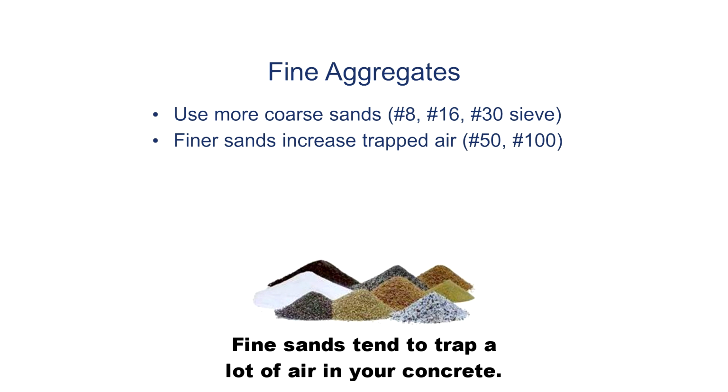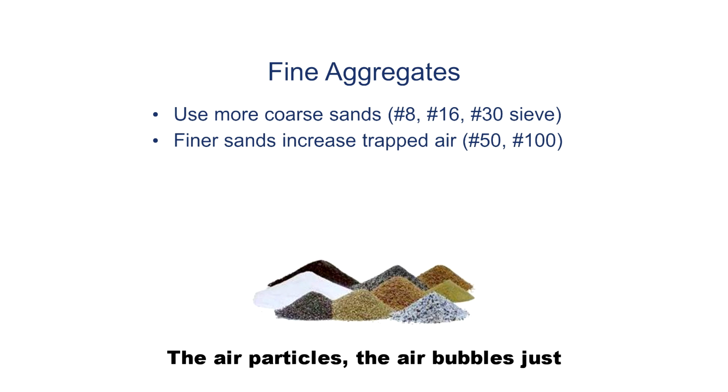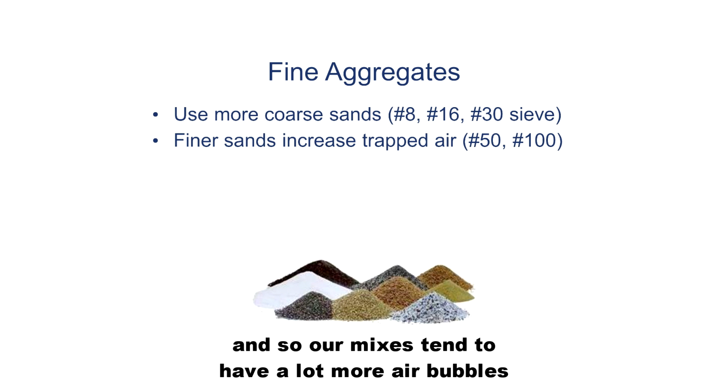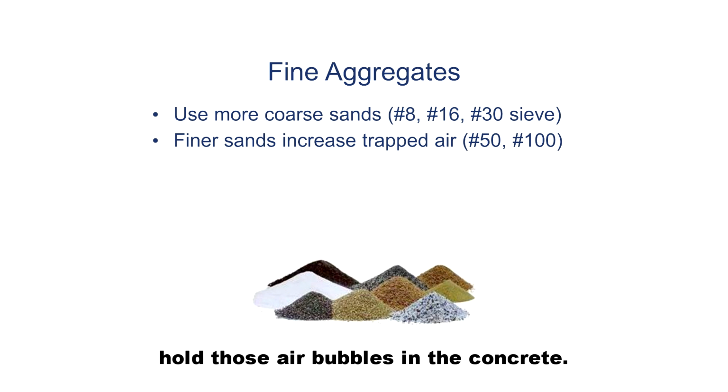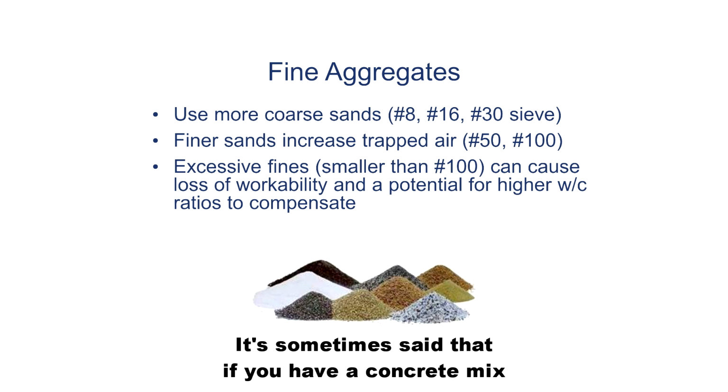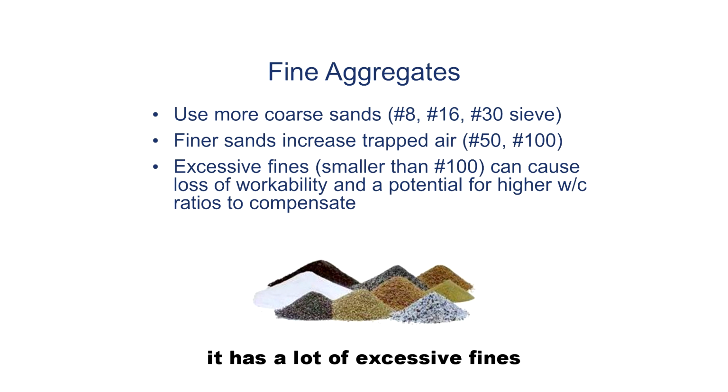Fine sands tend to trap a lot of air in your concrete. The air bubbles just can't push their way through the fine sand, and so our mixes tend to have a lot more air bubbles entrained and trapped in them, because the excessive fines hold those air bubbles in the concrete. It's sometimes said that if you have a concrete mix that has a lot of excessive fines, you're going to be making weaker concrete. One of the reasons for this is concrete that has excessive fine material in it tends to be very stiff.